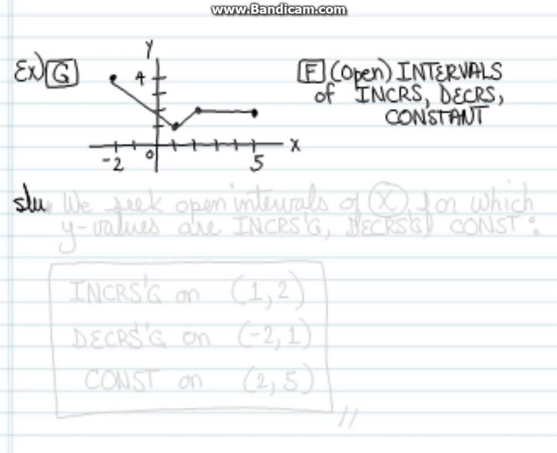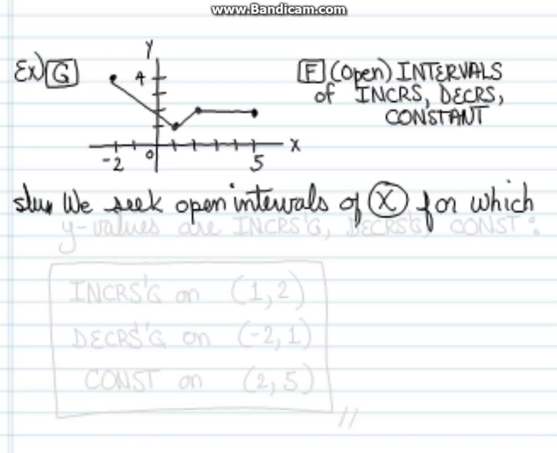We are given a graph of a function, and we're asked to find the open intervals of increase, decrease, and constant function. In other words, we're going to find intervals of x values for which the graph has points that are increasing on the graph, decreasing on the graph, and flat, constant on the graph. Okay, so we seek open intervals of x values because we were asked for open intervals, for which the y values are increasing, decreasing, and constant.